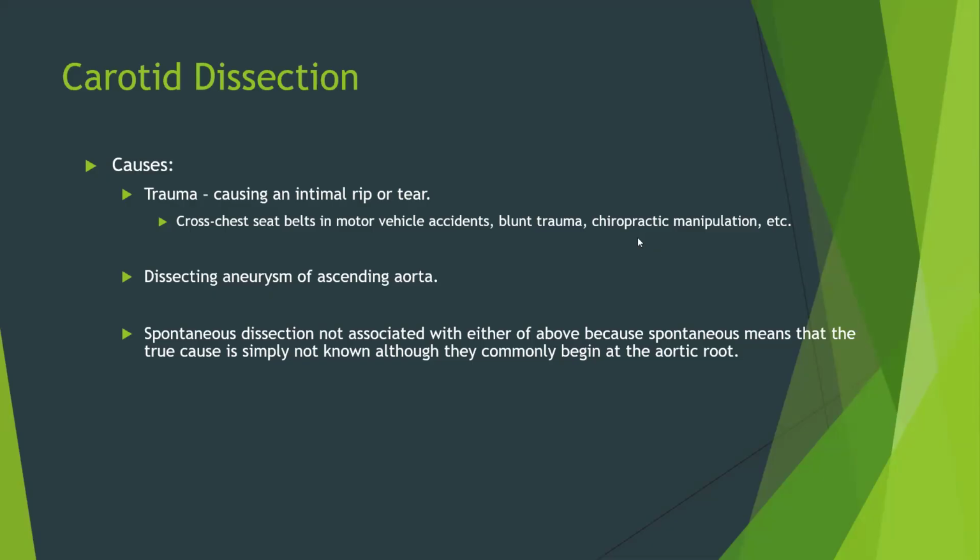although they can commonly begin at the aortic root itself. So sometimes when you're seeing it in the carotid artery, you can actually see the entire internal and common carotid artery all the way down to the aortic root be dissected. I've seen it all the way down the aortic root and into the distal aorta, all the way into your abdomen. So dissections can be extremely long, and they can come from the aorta itself.